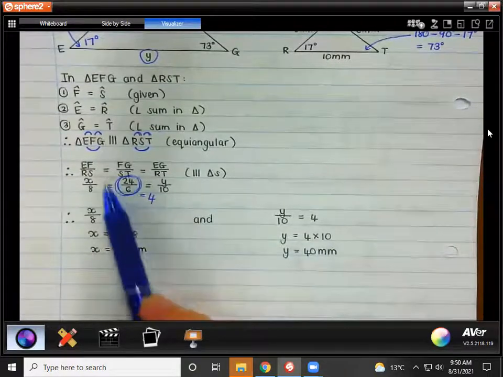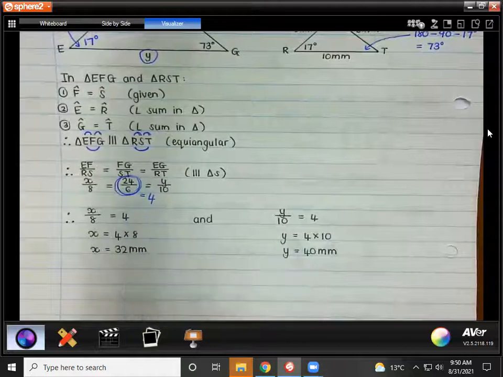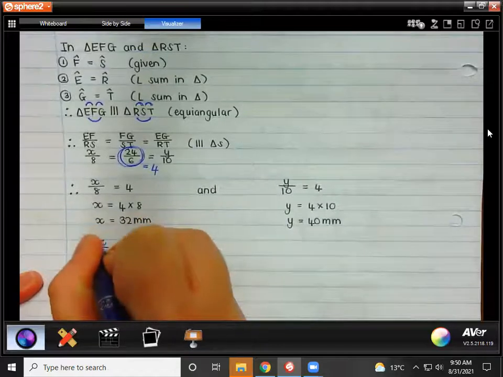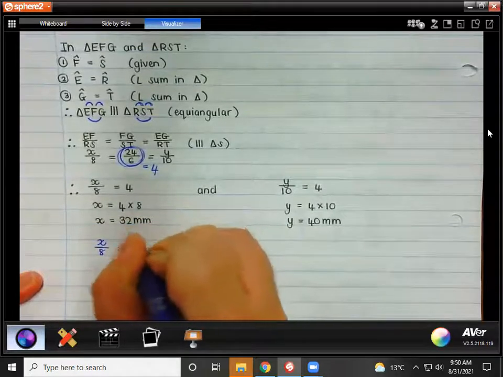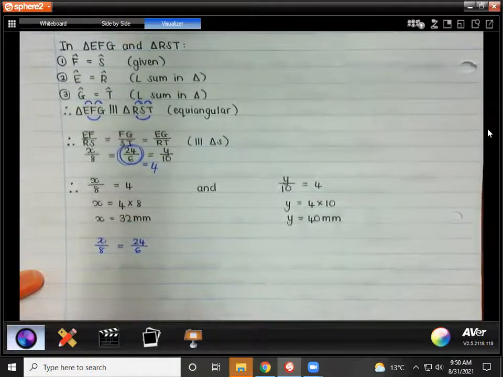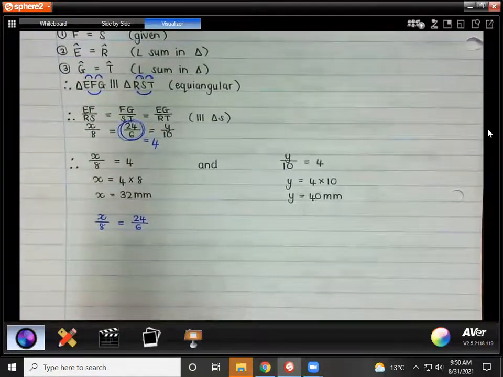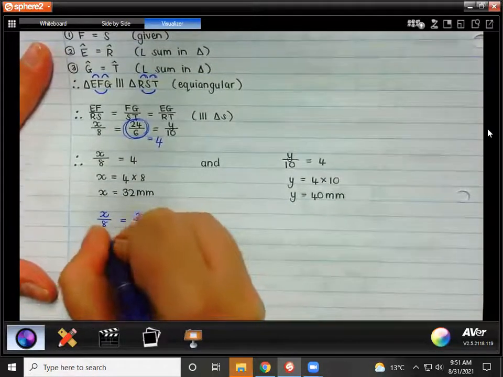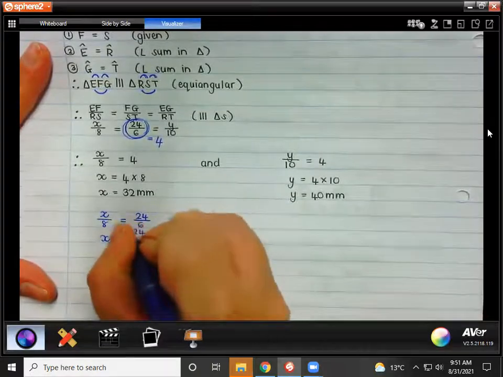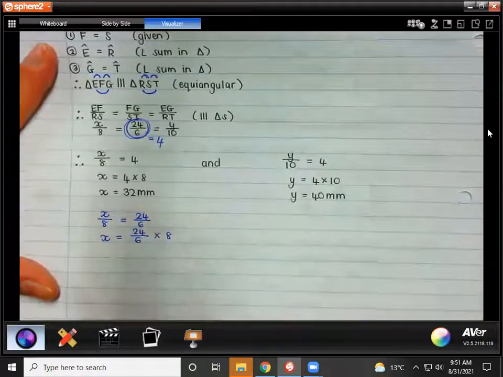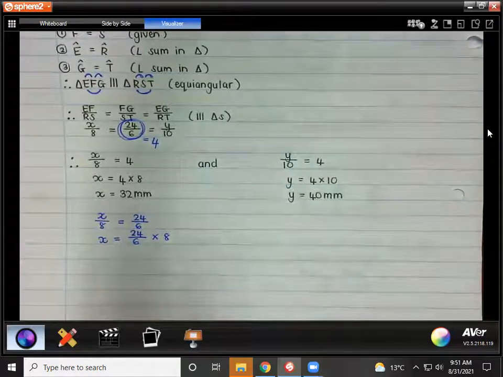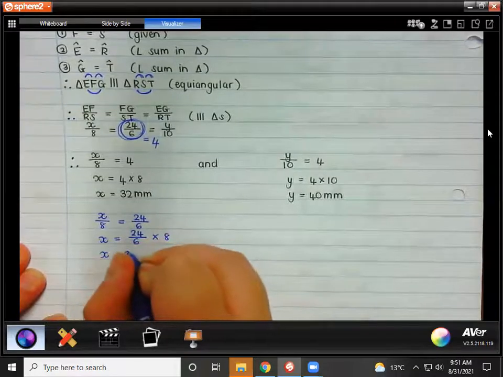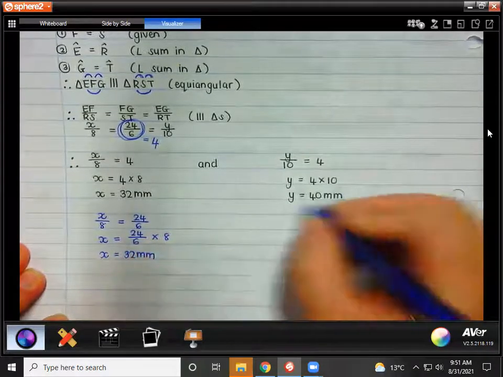Now, if you left this fraction as 24 over 6, it would have been fine. If you didn't write it as 4, you still would have gotten the correct answer. So if you said x over 8 is equal to 24 over 6, remember, you can use your calculators now in an exam, so it's fine. You're still going to say that the opposite of dividing by 8 is multiplying by 8. So you have 24 over 6 times 8. Just type that into the calculator, it will give you the same answer. So it's fine if you didn't simplify that. You will still get 32 millimeters.